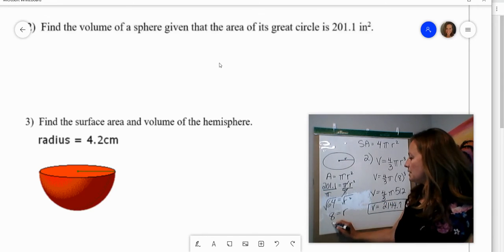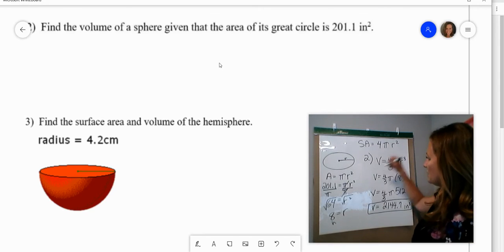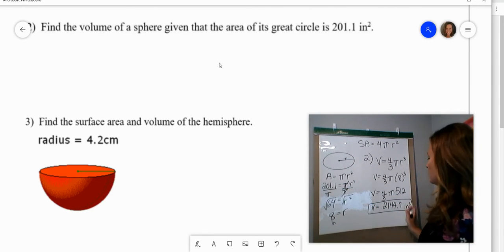The radius would be inches. The surface area was inches squared. The volume is inches cubed.